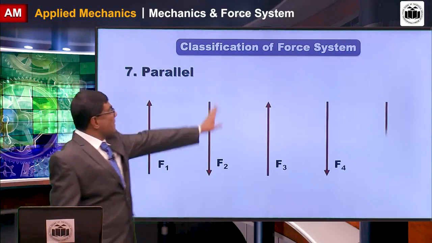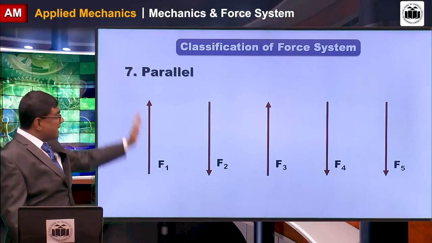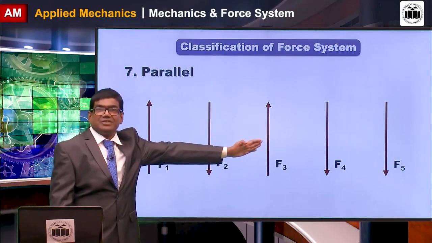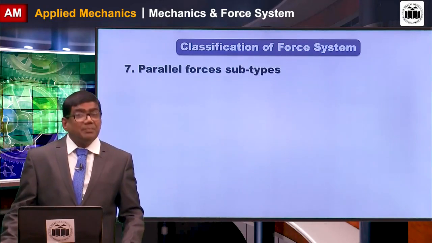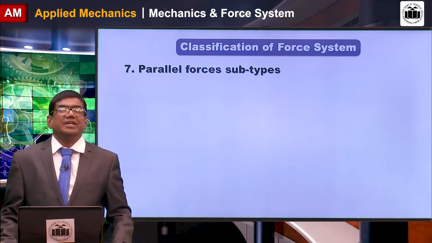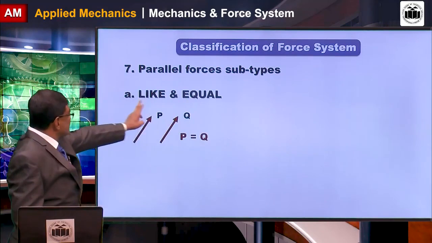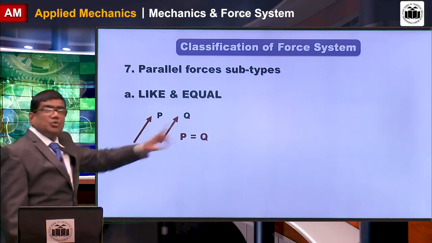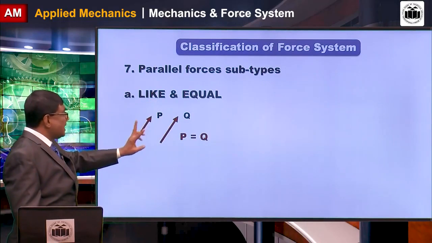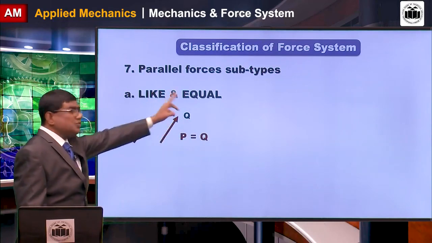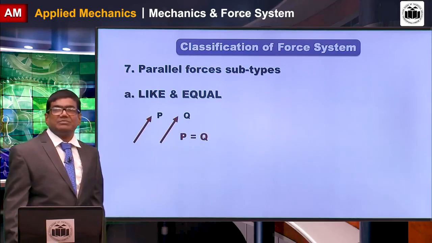Next is the parallel force system. These five forces have lines of action parallel to each other, so they are known as parallel forces. The parallel forces are again subdivided into four types. First, like and equal. Here P and Q, two parallel forces, have the same direction, so they are like, and their magnitude is also the same, so they are equal. P equal to Q, so like and equal.